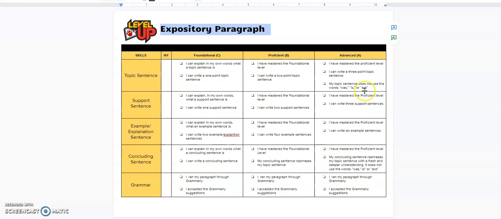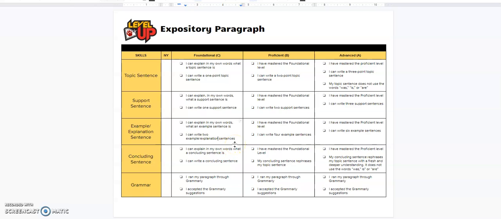So when we say that horses are fast, beautiful, and smart, we just did an advanced 3-point topic sentence. Fast is 1 point, beautiful is the 2nd point, and smart is the 3rd point. But today, this video is going to be all about the foundational level.